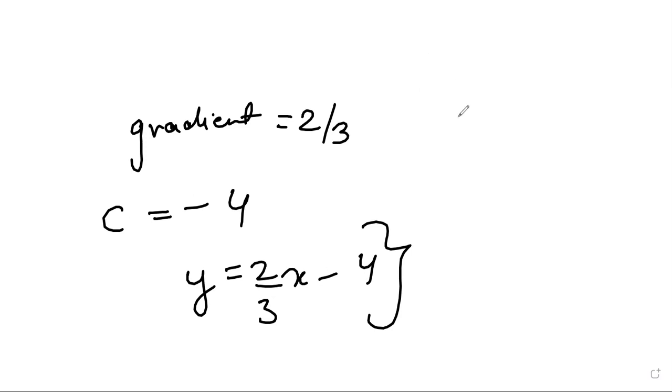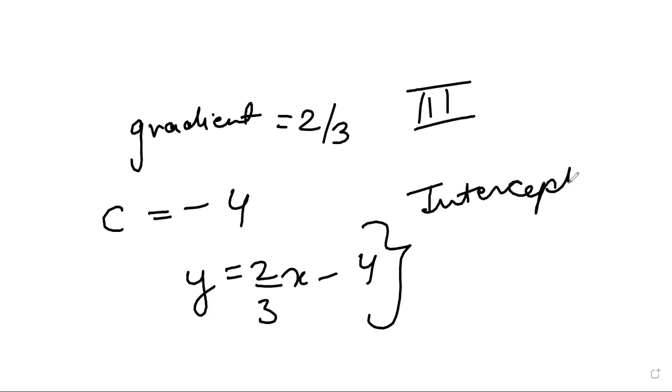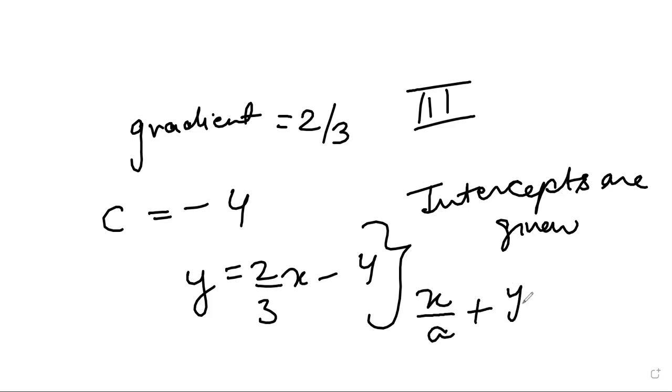Now let us go on to the third method to calculate the equation of a straight line. This third method is the method when both intercepts are given. What are those intercepts? The x-intercept and the y-intercept. Then the equation of a straight line is x upon a plus y upon b is equal to 1, where a and b are the x and the y-intercept respectively. So these are the three methods by which we can find the equation of a straight line. So that's it for today.